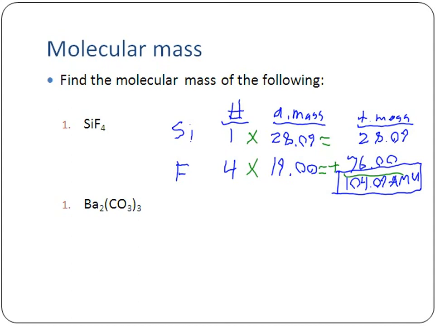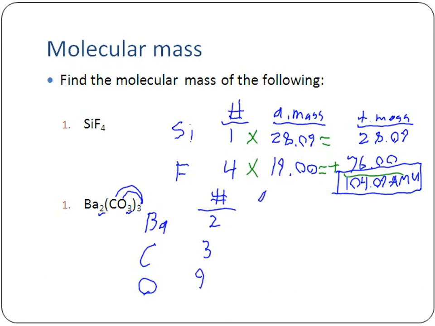On our next one, we're going to set this up the same way. This one has 3 elements in it: barium, carbon, and oxygen. Let's first look at the number of each one. We have 2 bariums. Carbons, we have 1 inside, but the 3 distributes, so that means we have 3 carbons total. Oxygens, we have 3 inside the parentheses, but the 3 distributes, giving us 9 oxygens.